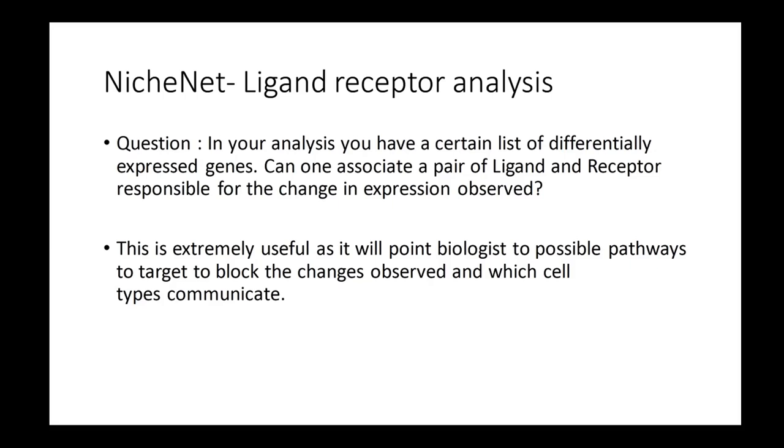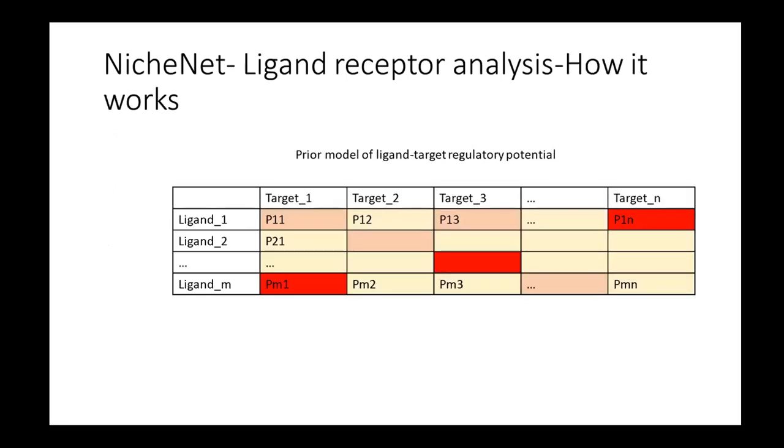And so this is actually quite useful because then it might point biologists to possible pathways that they need to target, or possible cell communication that they might want to look at in order to stop whatever they see as a process. So how it works is that they have prior knowledge, a table of ligands and targets that they know can be regulated by those ligands. So they have a certain list of targets, and for all the ligands that they have included in their data set, they assess a potential of regulation.